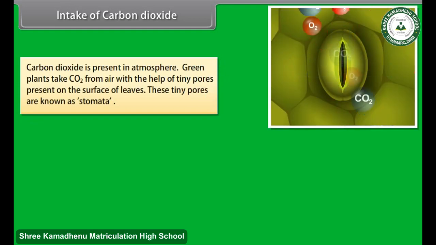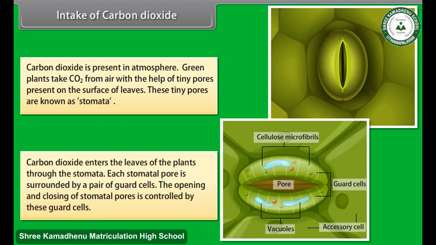present in the atmosphere. Green plants take CO2 from air, with the help of tiny pores present on the surface of leaves. These tiny pores are known as stomata. Carbon dioxide enters the leaves of the plants through the stomata. Each stomatal pore is surrounded by a pair of guard cells. The opening and closing of stomatal pores is controlled by these guard cells.